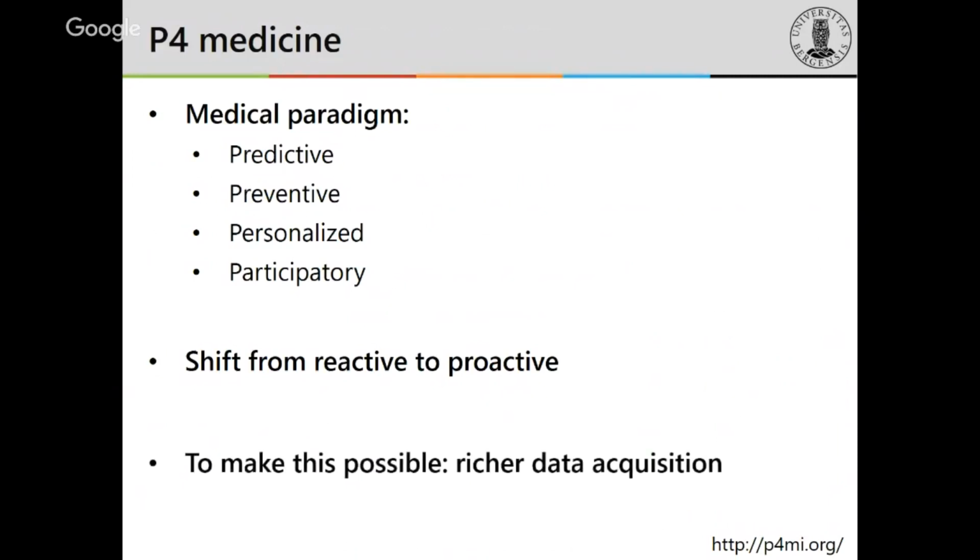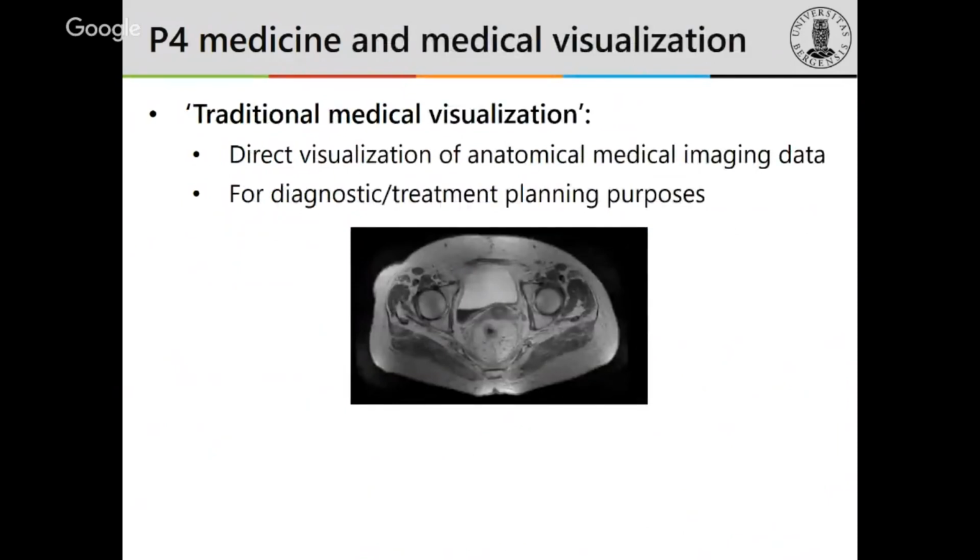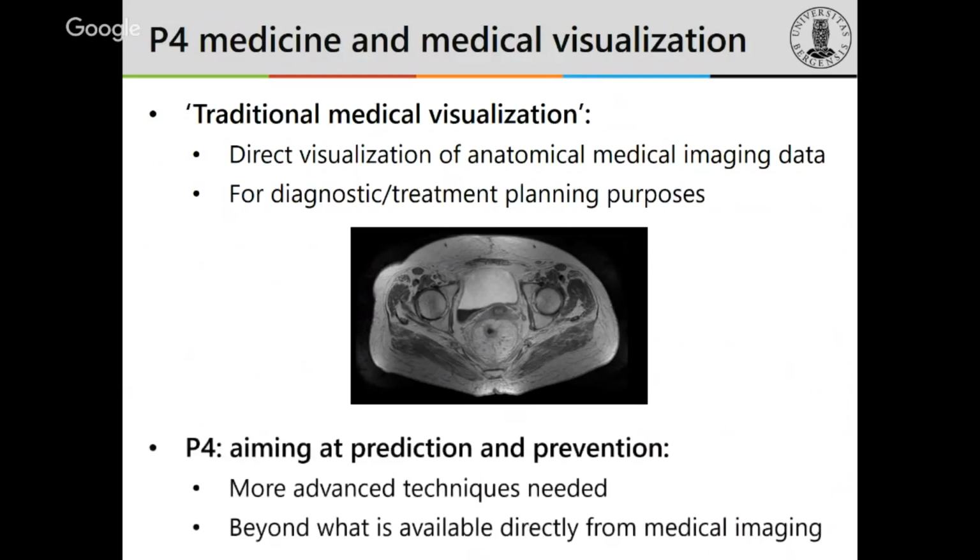And to make all of this possible, there's been richer data acquisition than there has been before. And we see this also back in medical visualization, where traditionally we did more direct visualization of anatomical imaging data, for instance, from CT scans and MRI scans for diagnostic treatment planning purposes. Now, if we want to aim at prediction and prevention, we need more advanced techniques. And these techniques can be beyond what is available from medical imaging scans directly.